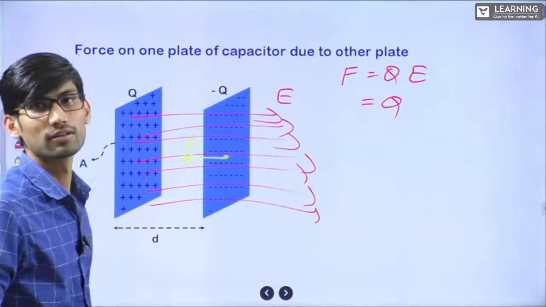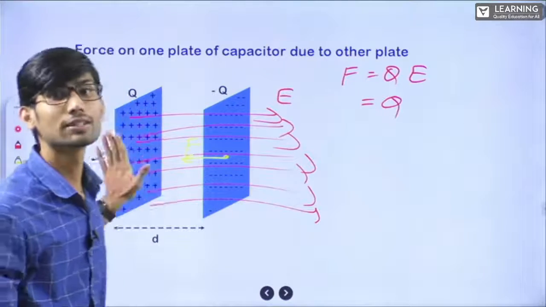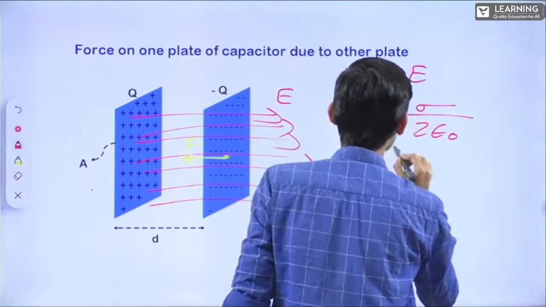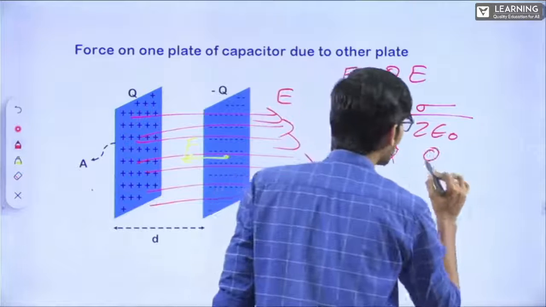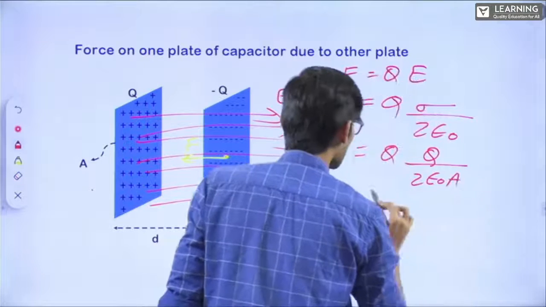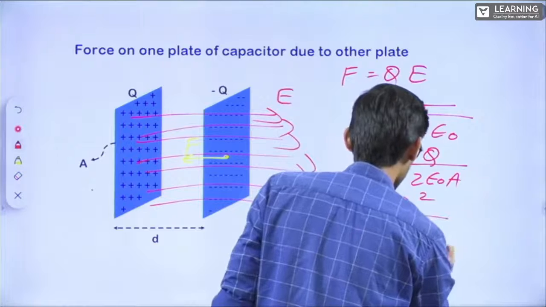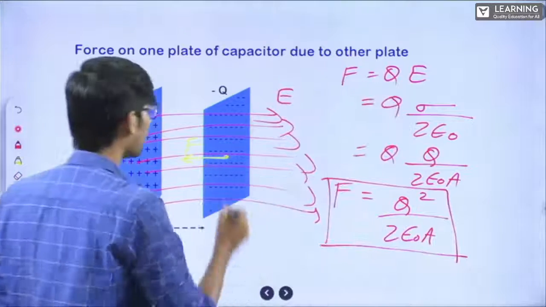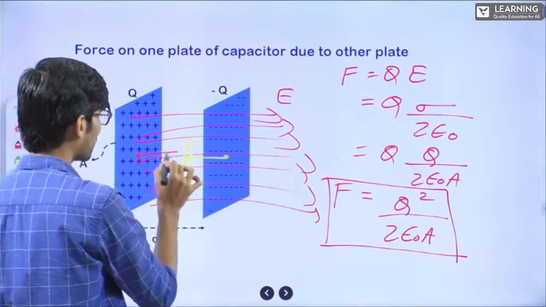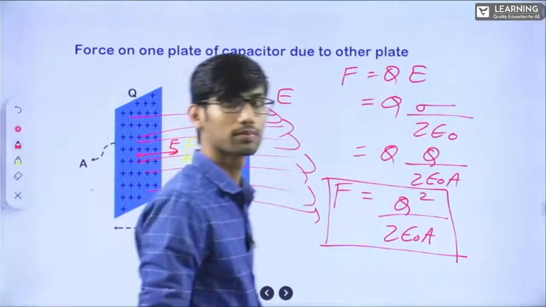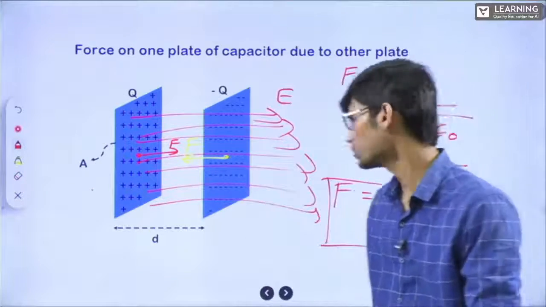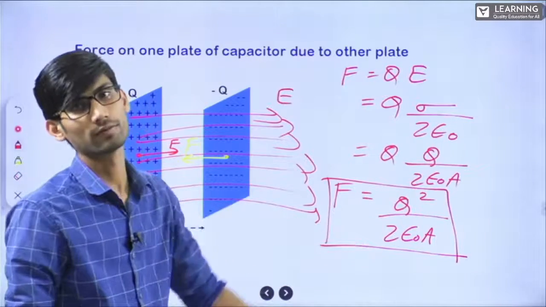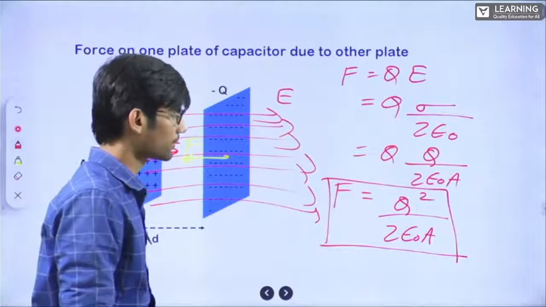Electric field due to this plate. It is not sigma by epsilon naught. Due to one plate I am asking, so sigma upon 2 epsilon naught. Correct? That is equal to Q, and sigma is Q by A. This is Q square upon 2 epsilon naught A. This is the force. If you want to write the vector, for this plate it is in this direction, for this plate it is in this direction. Q square upon 2 epsilon naught A is the force on each plate of the capacitor.